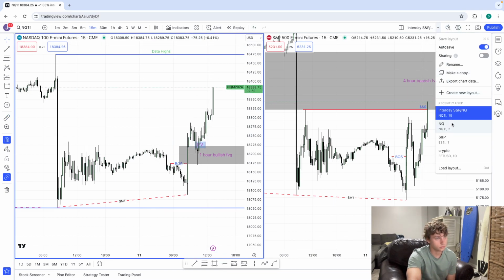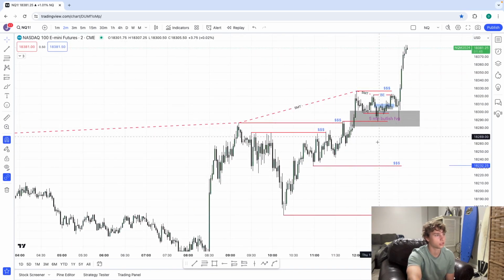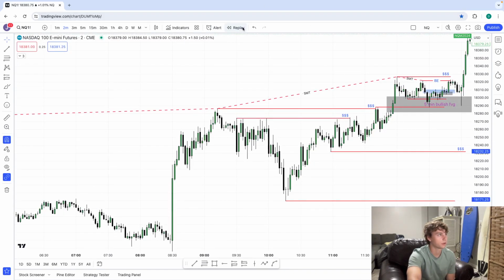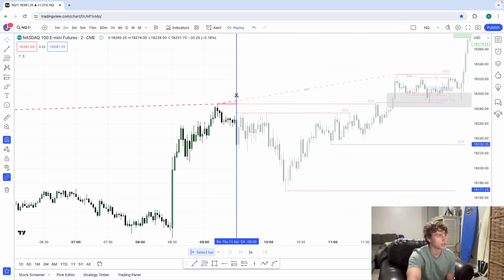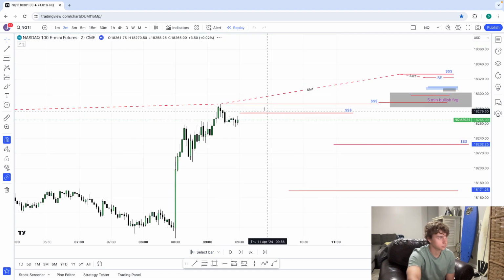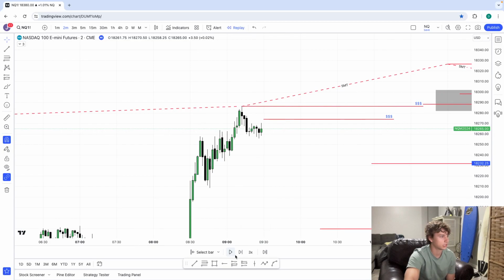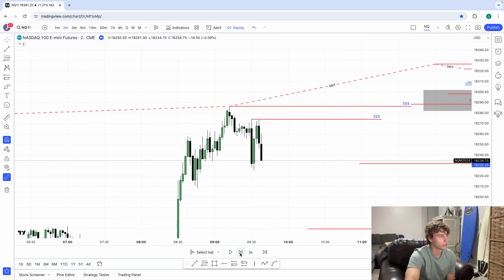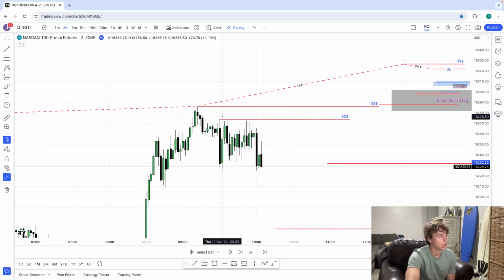Anyways, going into NQ, I've marked up the chart already, but let's bar replay this thing back to 9:30 open. So at 9:30 open, we actually just sell off a little bit. We kind of just do our thing, a little bit choppy.